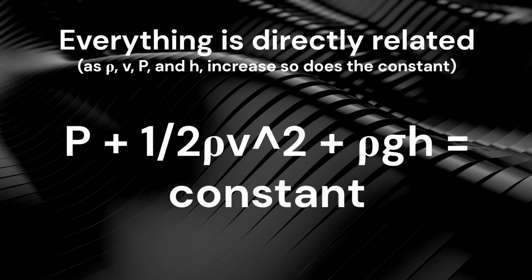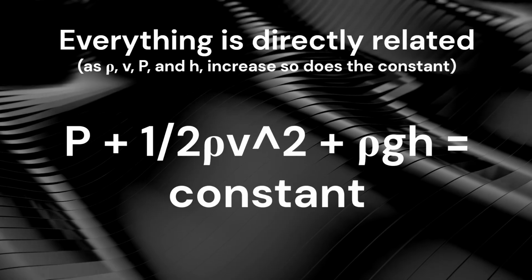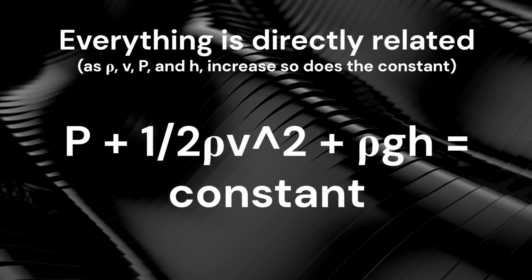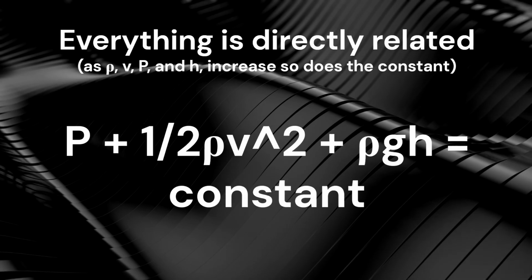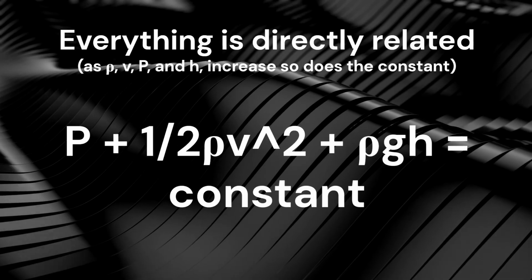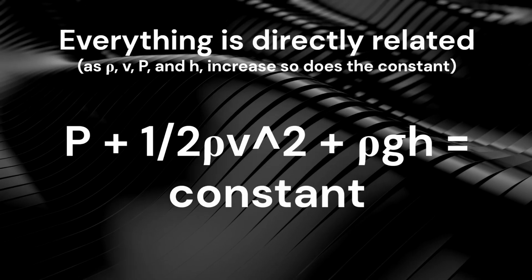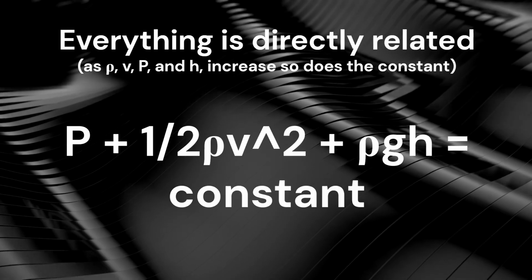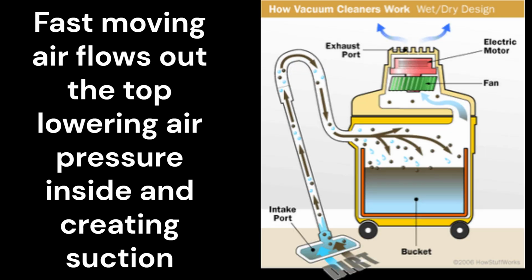Basically, what Bernoulli's principle says is that as a fluid speeds up, the pressure around the fluid decreases. Inside a vacuum, the fast-moving air creates a low pressure inside, thus creating the suction typically associated with a vacuum.